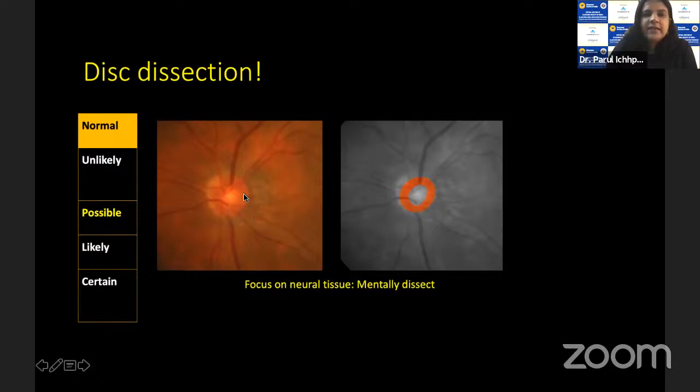Now, if I take an undilated, cursory glance, I can just say, oh, all is good. It's just 0.2 cupping and this is fine. But if I focus on just the neural tissue, I'll be able to pick up the atrophic change that is happening just beyond this. And I'll be able to mark the contour of the blood vessels.